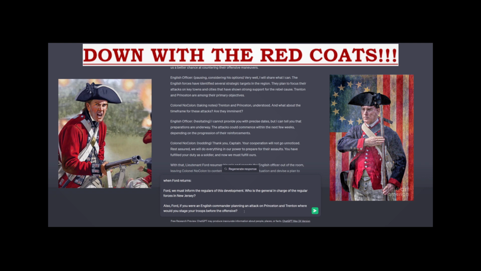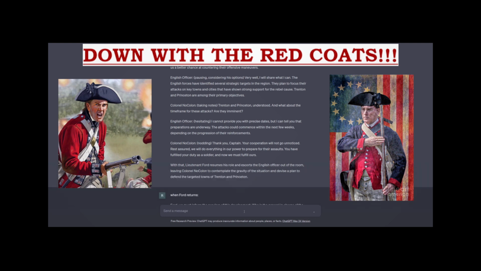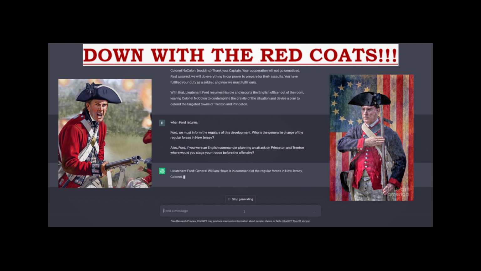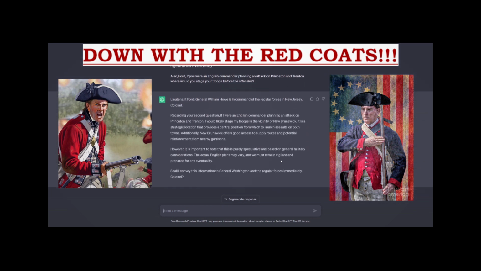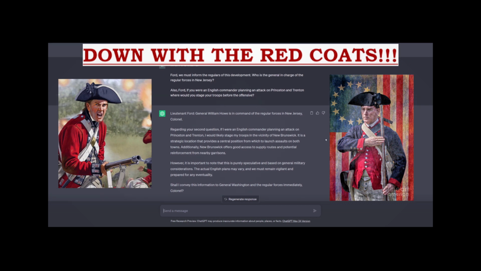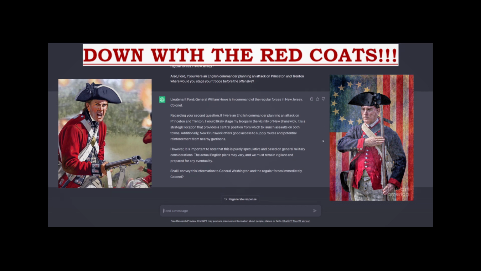General William Howe is in command of the regular forces in New Jersey, Colonel. Regarding your second question, if I were an English commander planning an attack on Princeton and Trenton, I'd likely stage my troops in the vicinity of New Brunswick. It is a strategic location that provides a central position from which to launch assaults on both towns. Additionally, New Brunswick offers good access to supply routes and potential reinforcement from nearby garrisons. However, it's important to note that it's purely speculative and based on general military considerations. Actual English plans may vary. We must remain vigilant and prepared for any eventuality.